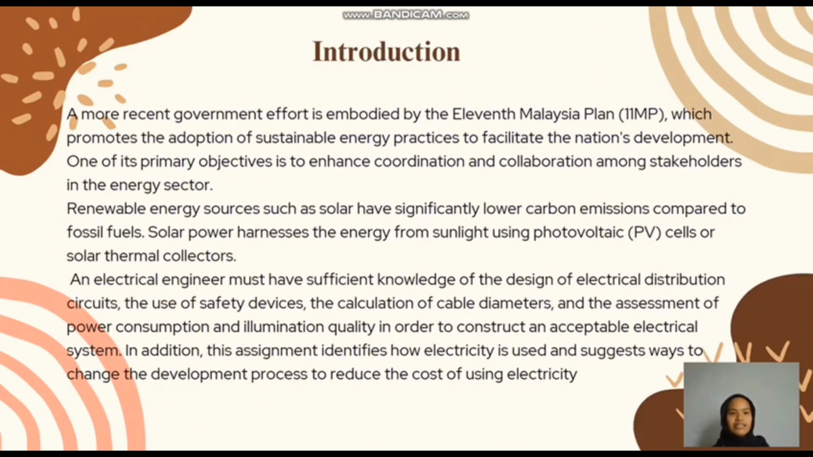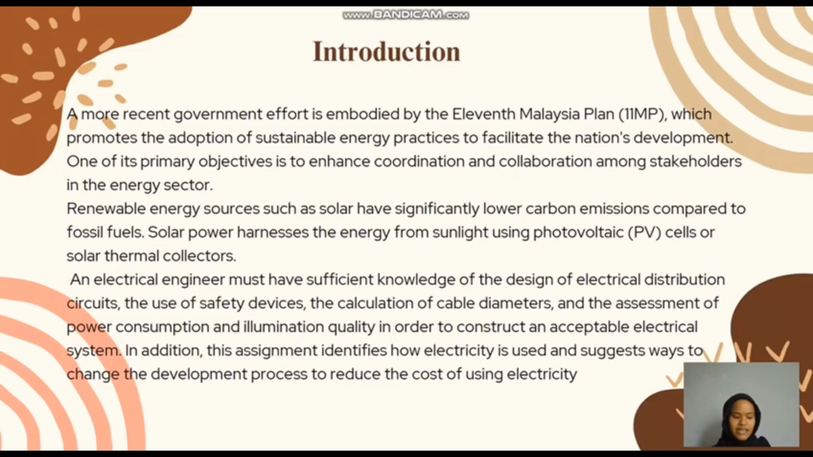A more recent government effort is embodied by the 11th Malaysia Plan, which promotes the adoption of sustainable energy practices to facilitate the nation's development. One of its primary objectives is to enhance coordination and collaboration among stakeholders in the energy sector. So this involves establishing a more organized institutional partnership between different agencies involved in energy planning and actively involving consumers in adopting energy efficient consumption habits.